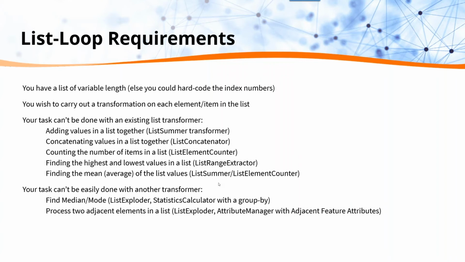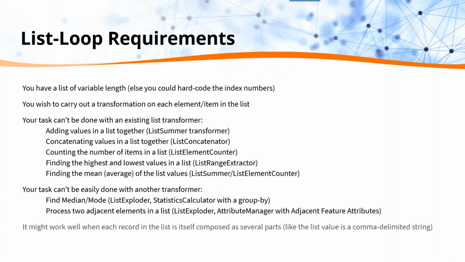So there's a lot of places where you might think, oh, I've got a list, I need to loop through it, but you perhaps don't. Some scenarios though you will, and we'll just look at how you would do it. It might work well when the record in the list maybe has several parts as well. Like say you've got a list value that is itself a comma delimited string. Well, then I can see that you might want to pull out each of those one at a time and then explode it. And maybe even you would have two loops going, because you are allowed to nest one loop inside of another. And so you might process it like that.